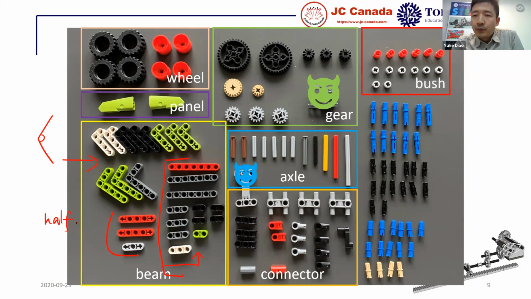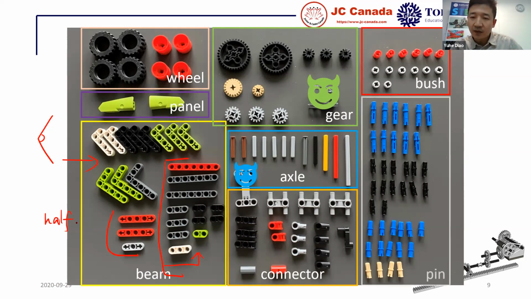And the bush has two different sides. The red one is a full one, and the gray one is only a half. All the others are pins. We also have different sizes of pins. Some are 3, some are 2. And also pay attention to this one: half axle, half pin.